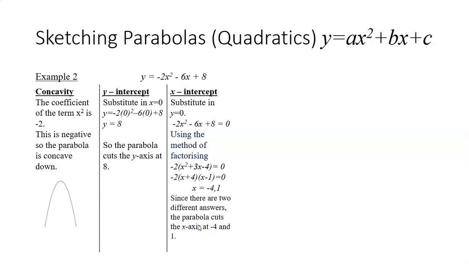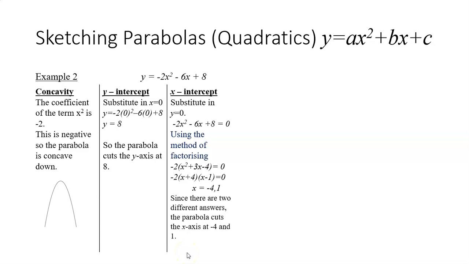So that now tells me that there are two different answers, so the parabola cuts the x-axis at -4 and positive 1. But remember, sometimes they won't factorise, which means we won't get any solutions, which means the parabola doesn't touch the x-axis at all. And we'll look at that in another video later on.